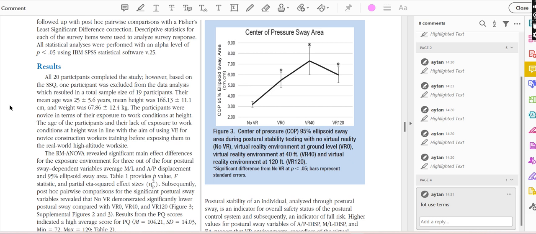The RM ANOVA revealed significant main effect differences for the exposure environment for 3 out of the 4 postural sway-dependent variables: average M/L and A/P displacement and 95% ellipsoid sway area. Table 1 provides p-value, F statistic, and partial eta squared effect sizes.